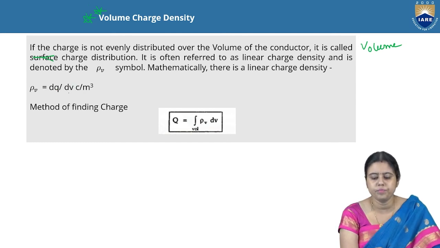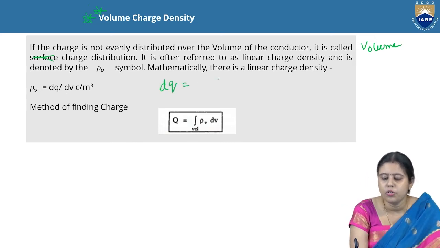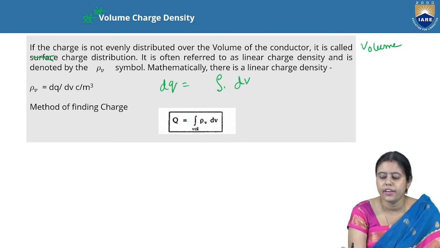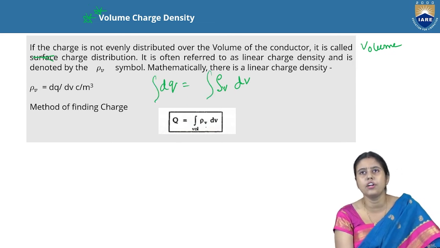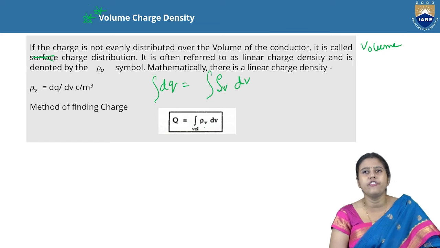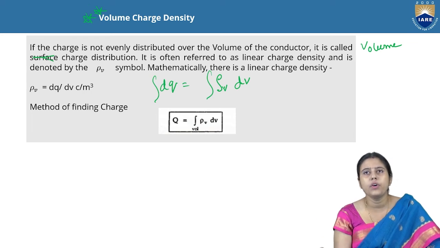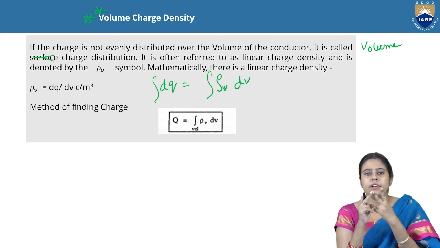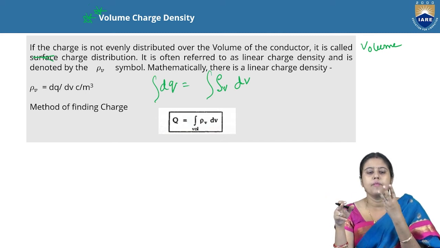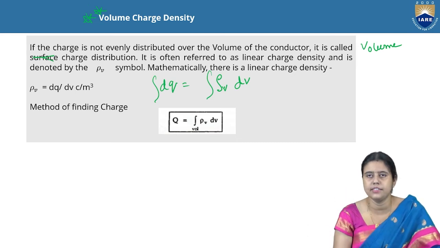So dq is equal to rho V into dv. If we integrate it, Q is equal to the volume integration of rho V dv. As dv has x, y, z, three axes, it should have three integrations. So line integration means one time integration, surface integration means two time integration, dx, dy, and volume integration means three times integration, dx, dy and dz.